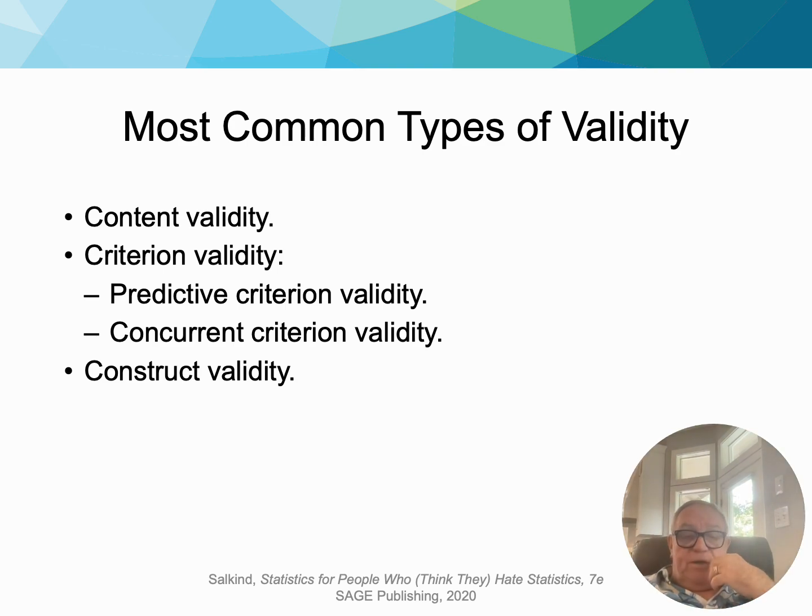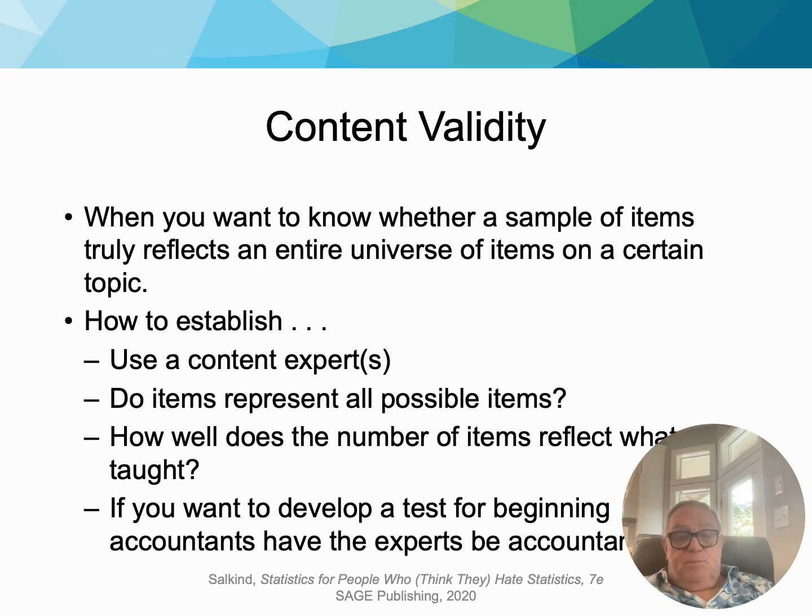The second one, criterion validity, is either predictive or concurrent. And so like the SAT, GRE, all those are trying to predict who's going to do well in college or a graduate program. And construct validity has to do with how it's put together, how it's constructed.